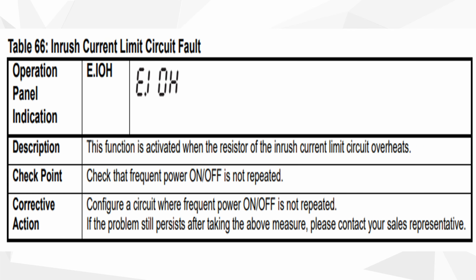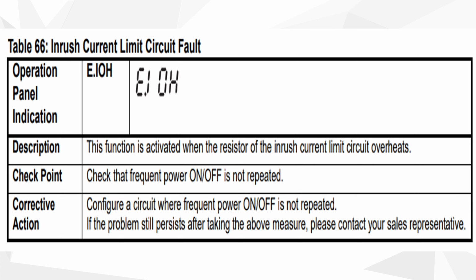Alarm for the inrush current limit circuit fault. On the display it will show E.IOH. The description is that this function is activated when the resistor of the inrush current limit circuit overheats. So check that frequent power on/off is not repeated.